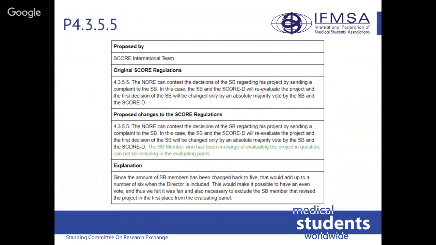What we want to add to this regulation is that the supervising board member who has been in charge of evaluating the project in question cannot be included in the evaluating panel. This is just to avoid a conflict of interest, and since the number of supervising board members is now 5, that would add up to 6 votes when the director is included. So this would make it possible to have an even vote, and it would be complicated to deal with these situations. So we also considered it fair for the SB member in charge of reviewing the project to be excluded from the voting to avoid any conflict of interest or personal conflict that may arise when voting on the contest of this project.